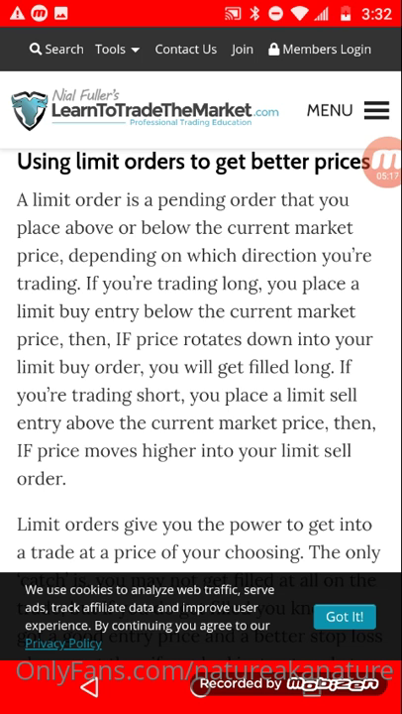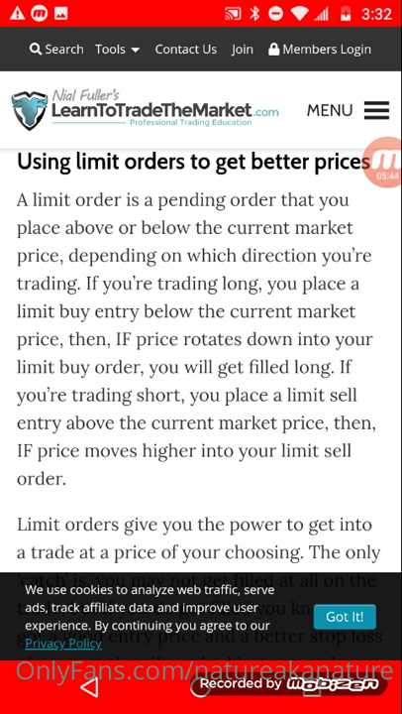Once it's active, it hits your buy order. It rotates down to your buy limit order, because that's what price will do. It'll pull back and rotate back down to your buy limit order. Wait for the pullback. Just don't get into the market at any given time. Wait for price to rotate back down into your limit buy order, and then you will get filled. Then it will get filled long.